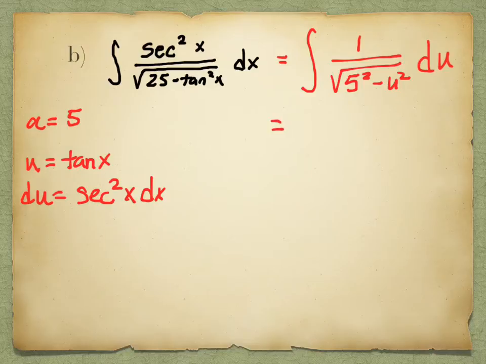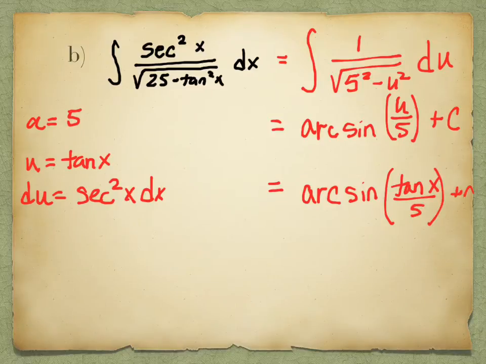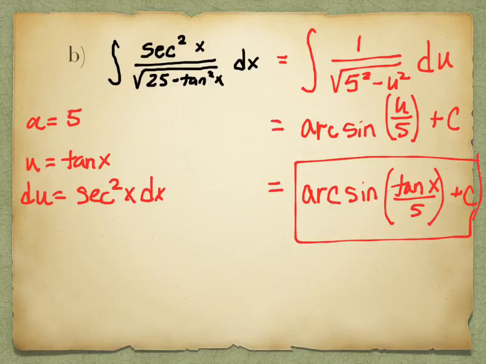All right, so what's the antiderivative? Arc sine of u over 5 plus c. Very nice. Last step. Yeah, this will be the arc sine of the tangent of x over 5 plus c. Maybe it's not as pretty as you wanted, but that is the solution.